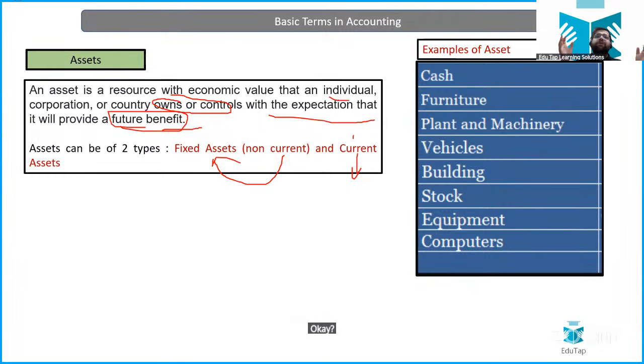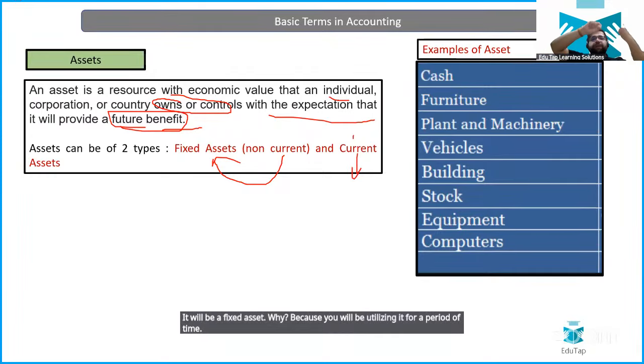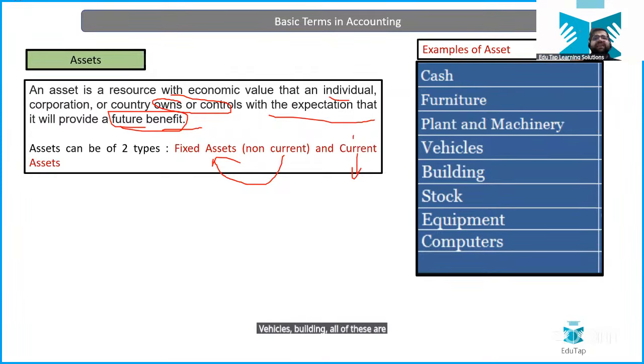Okay, tell me about plant and machinery. Plant and machinery will be a fixed asset. Why? Because you will be utilizing it for a period of time. Vehicles, building, all of these are fixed assets.